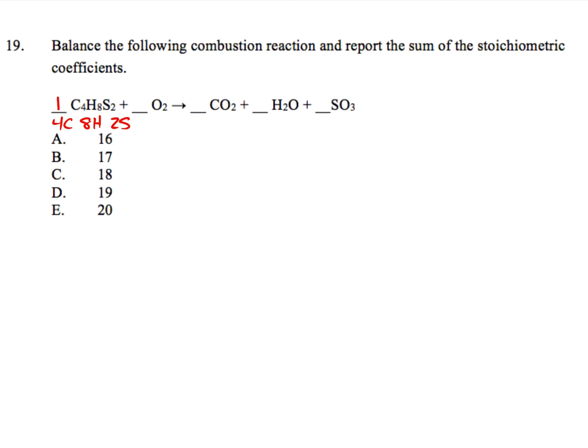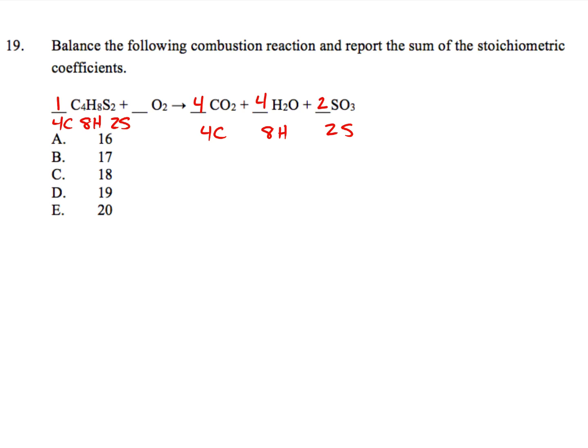Okay, so if we balance these, let's just start at CO2. I have 4 carbons on the left, I want 4 on the right. So we'll throw a 4 in front of that one. Okay, for water, that's my hydrogen on the right. Well, I have 8 on the left, I need 8 on the right, so let's put a 4 in front of the water. Okay, and then the sulfur, I have 2 on the left. So I want 2 on the right, so we'll put a 2 in front of SO3.